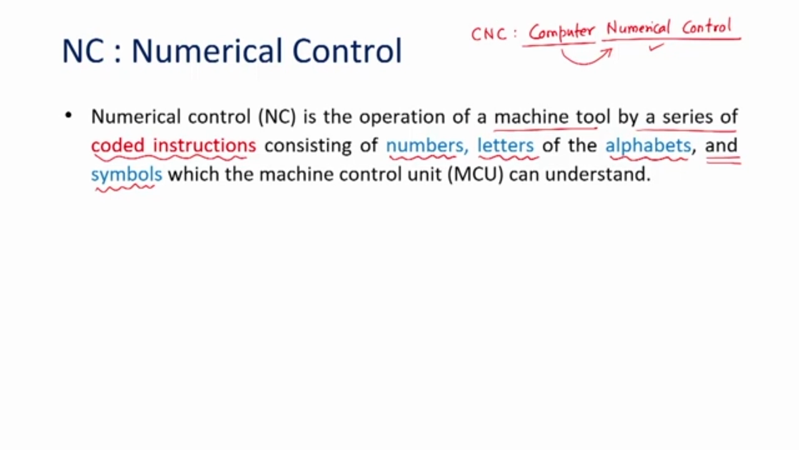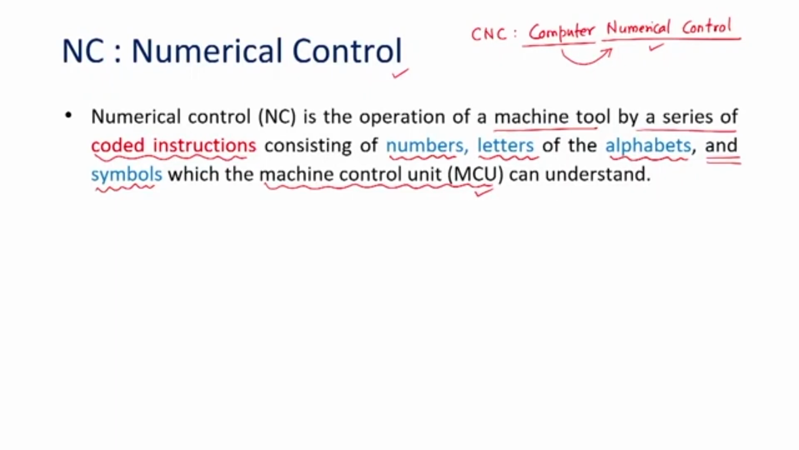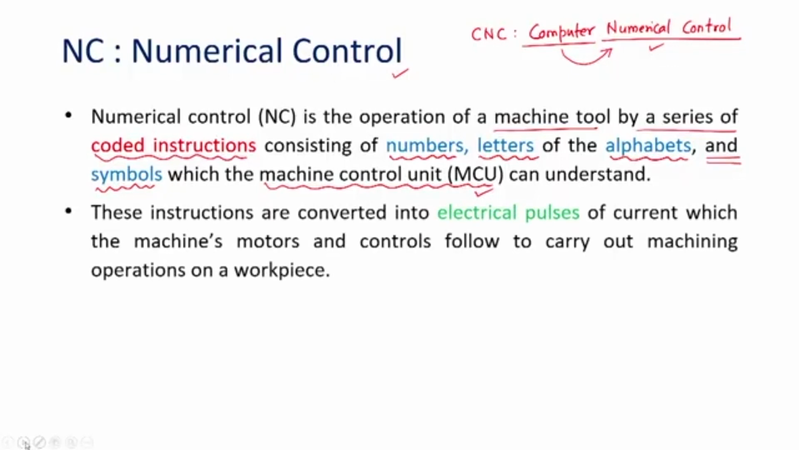These coded instructions are given to the machine control unit, which we call the MCU, an acronym of machine control unit as far as CNC control is concerned. The machine control unit understands and decodes the instructions given by the user or the programmer, and based upon those instructions the machine tool operations are carried out. So now let us see what these instructions are. These instructions are converted into electrical pulses of current.